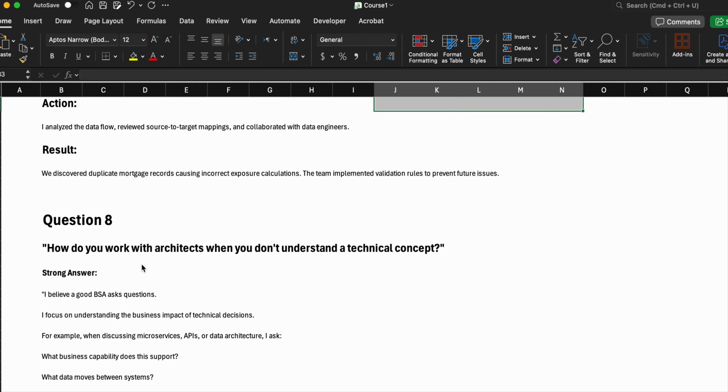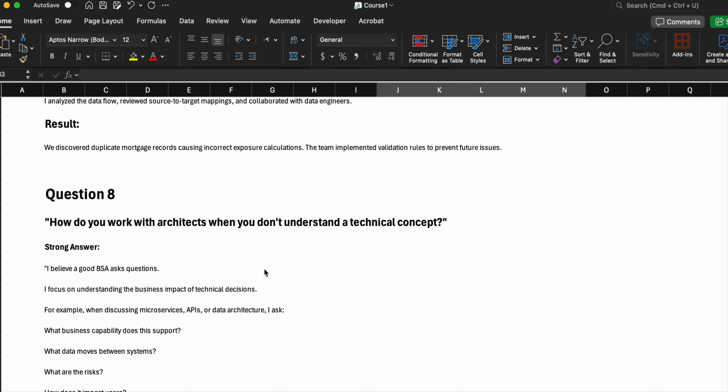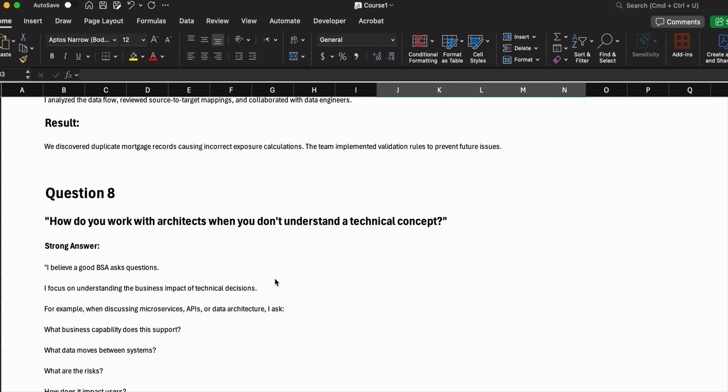Okay, so how do you work with architects when you don't understand a technical concept, right? So the best answer: you have the business requirement. From the business requirement you create a process flow or process diagram, and you have the functional requirement, right? So you focus on the functionality. The implementation technical side, the solution architect can take care of. So you can fit your diagram.